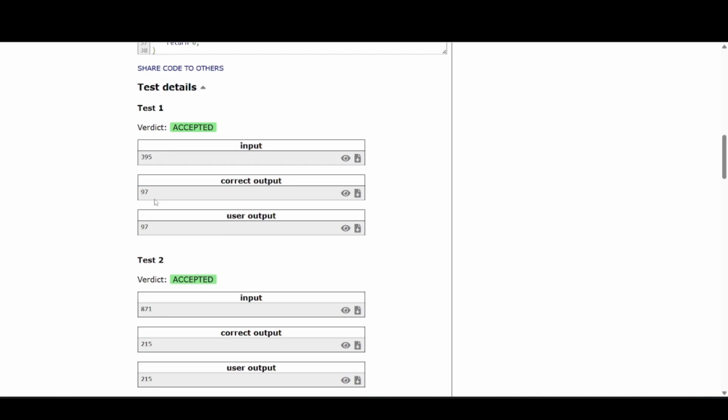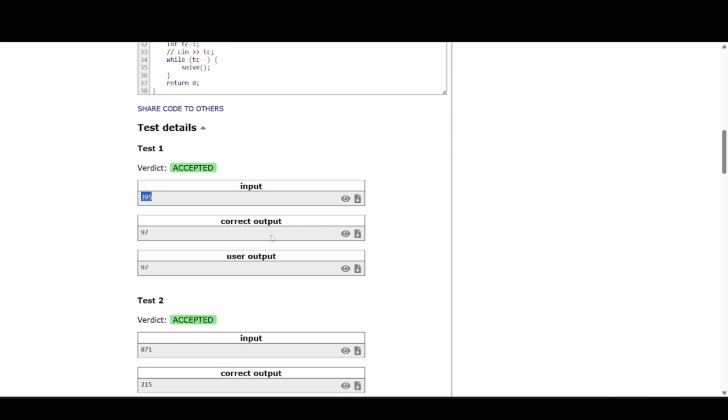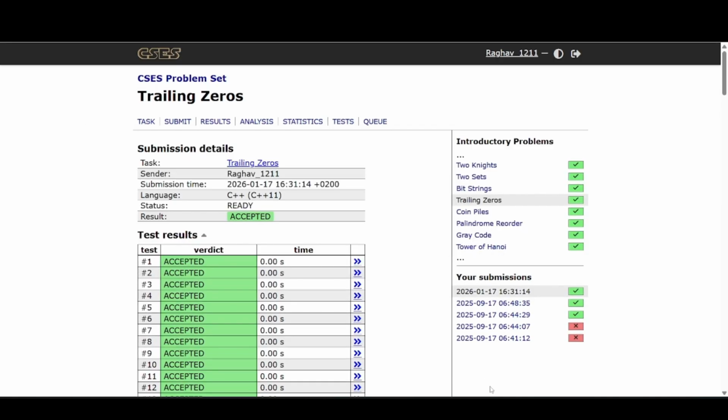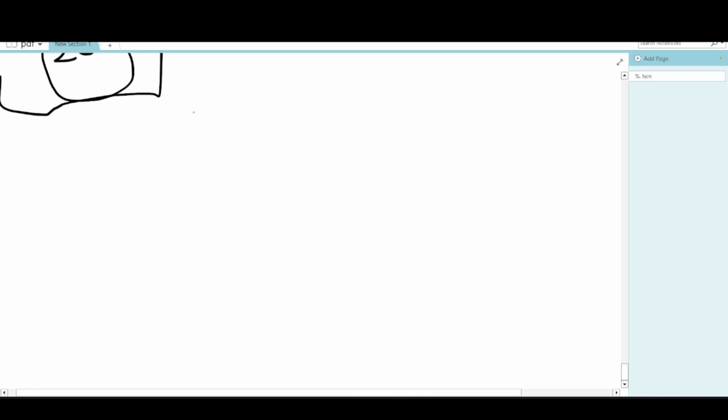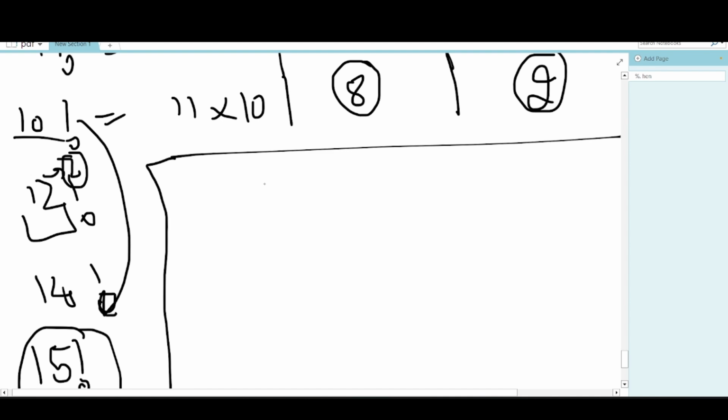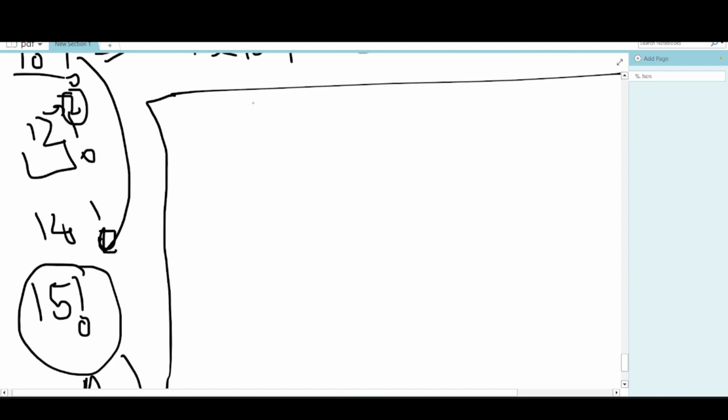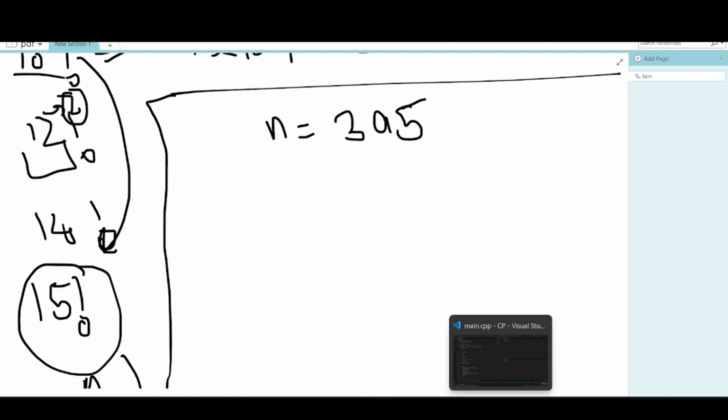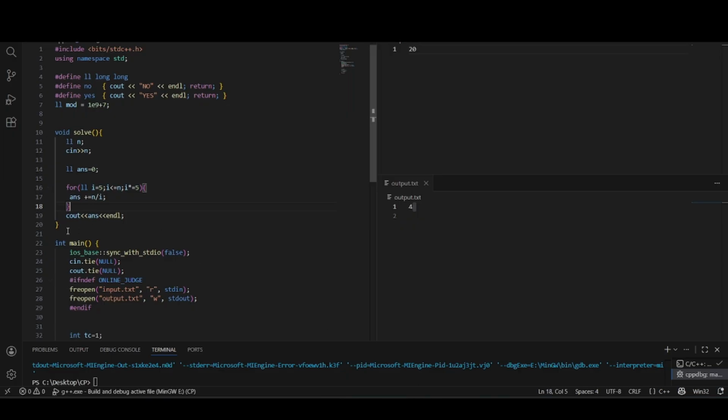Okay, so let me take an example. I'm taking 395 and let's try to run it, to see whether we are able to do it or not. So if n is equal to 395, I need to calculate the trailing zeros at the end of the factorial of 395. Let's take this code also.